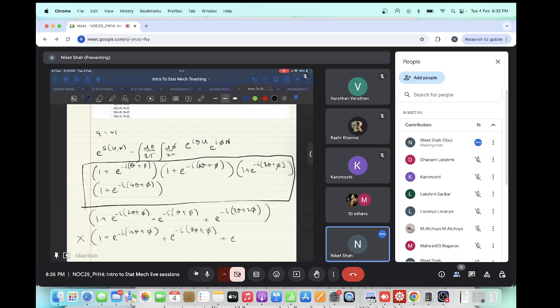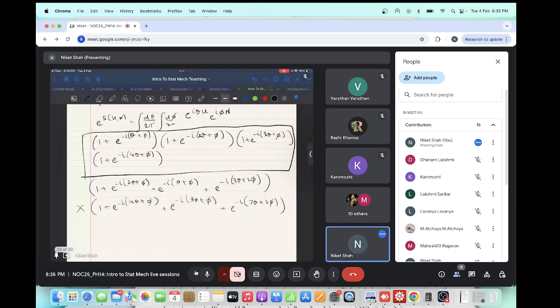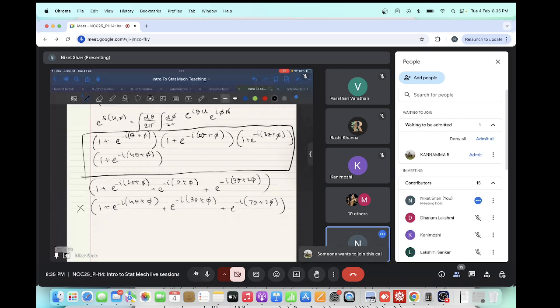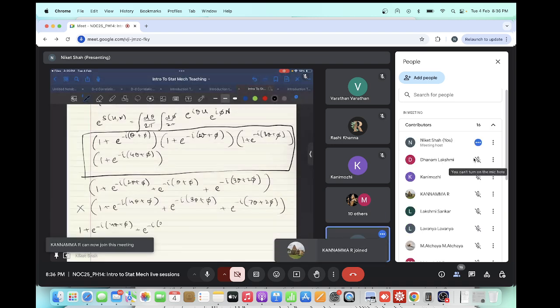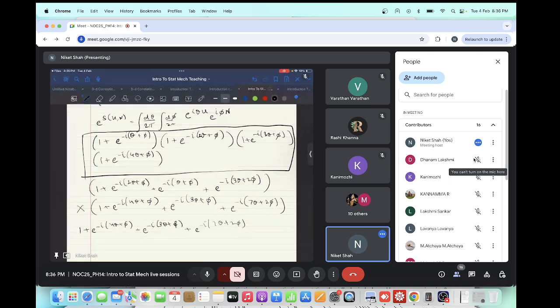Now we expand entirely. So it has 1 plus e raised to power minus i(4 theta plus phi), minus i(3 theta plus phi), plus e raised to power minus i(7 theta plus 2 phi), plus e raised to power minus i(2 theta plus phi), plus e raised to power minus i(6 theta plus 2 phi), plus e raised to power minus i(5 theta plus 2 phi), plus e raised to power minus i(9 theta plus 2 phi).